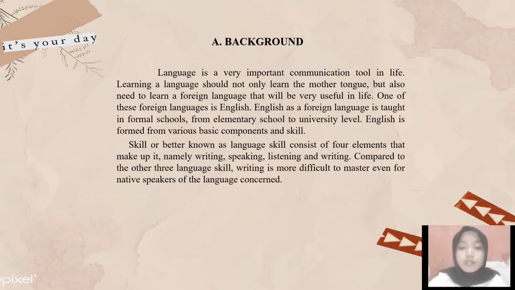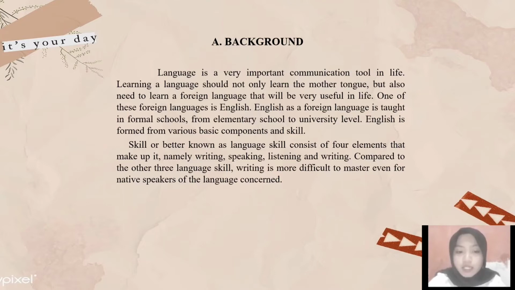This is because by using language, every group in society can establish itself as a unit that is different from other groups. One of these foreign languages is English. English as a foreign language is taught in formal schools from elementary school to university level. English is formed from various basic components and skills.